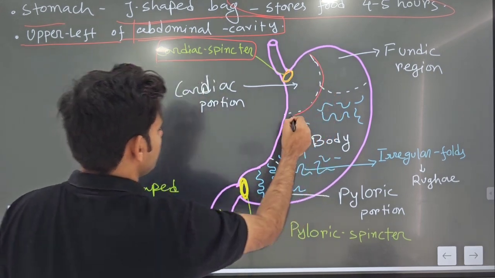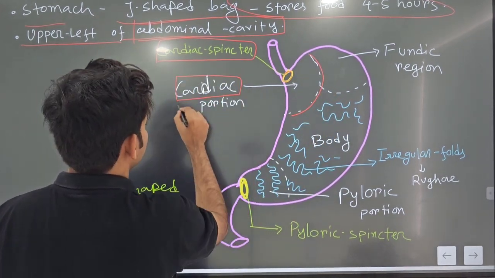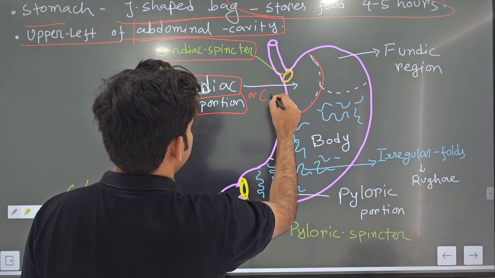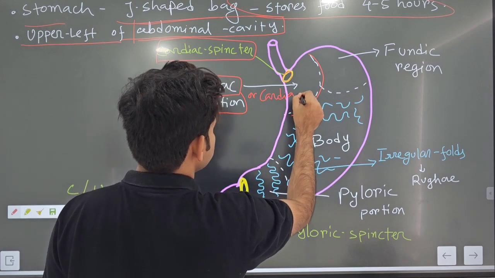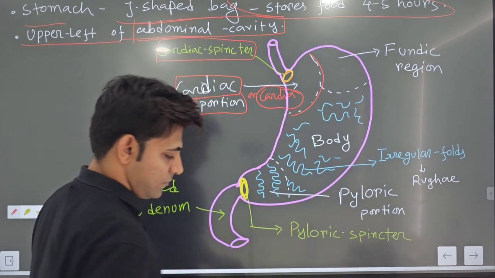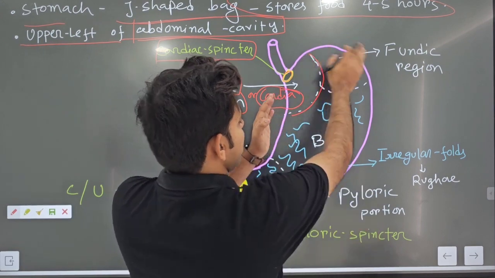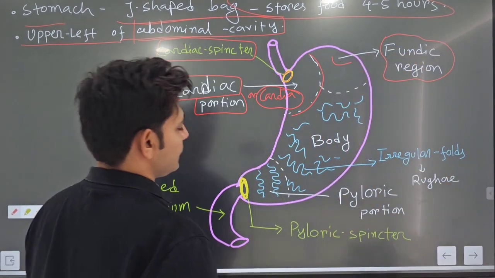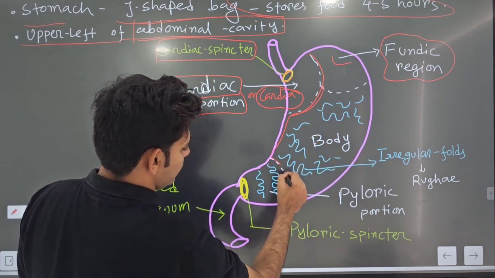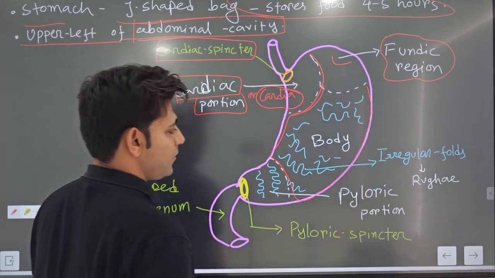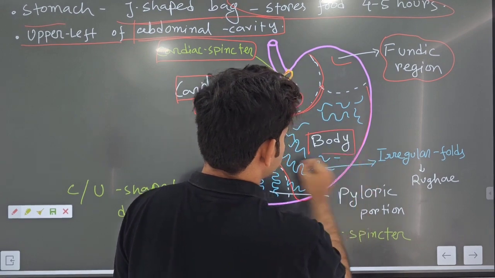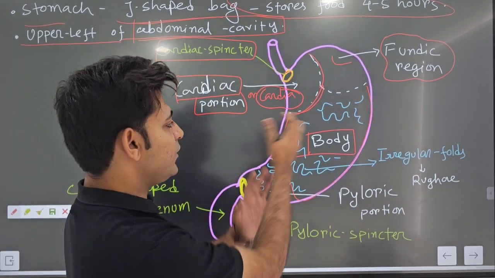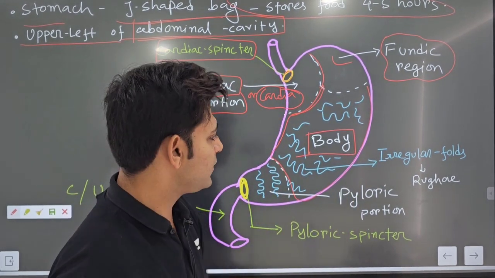The beginning part of the stomach is called the cardiac portion, or cardia. Actually, as a noun, this is cardia. The upper portion of the stomach, like the head, is called the fundic region. Now, this is the bigger part of the stomach, called the body of the stomach. Here, all the game will be played: the partial digestion of protein.